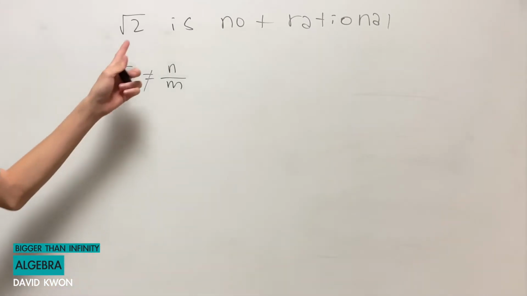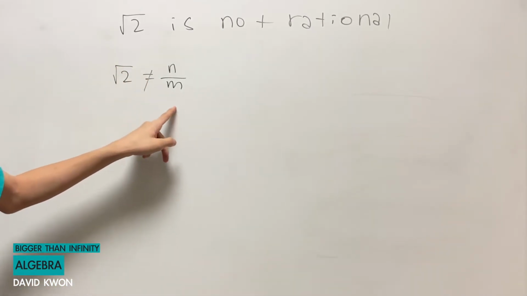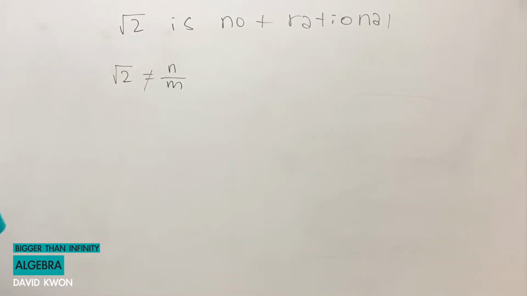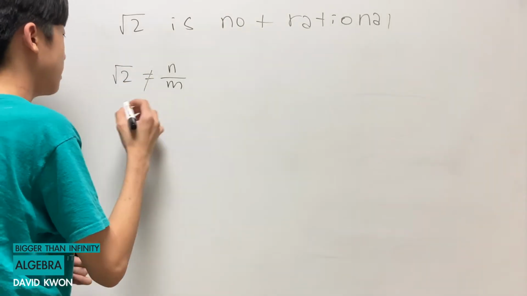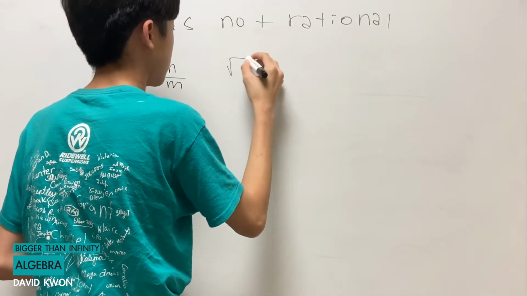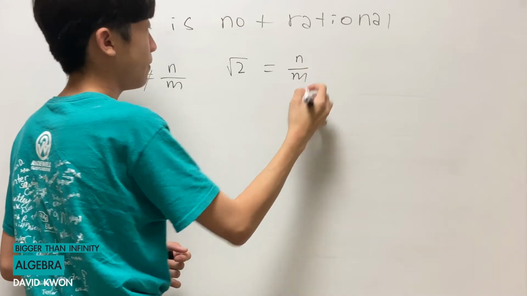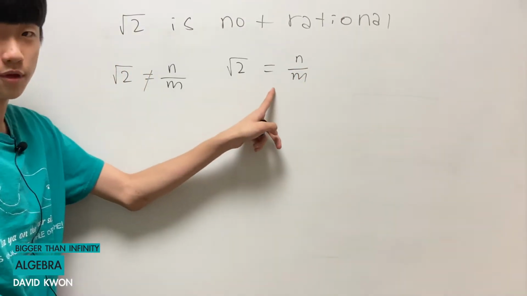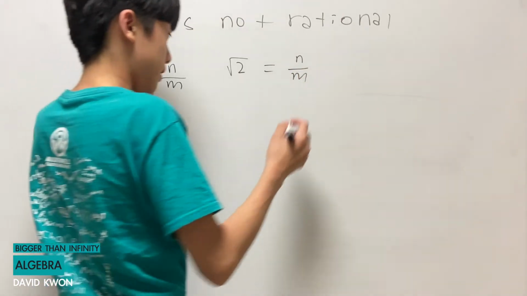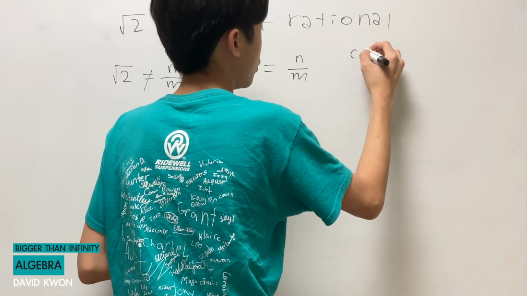So how do we prove that this cannot be expressed like that? Looks like there's no way. So what if we just pretend and set the square root of 2 equal to n over m, and catch a flaw from here? Okay, let's do that. And that is called contradiction.